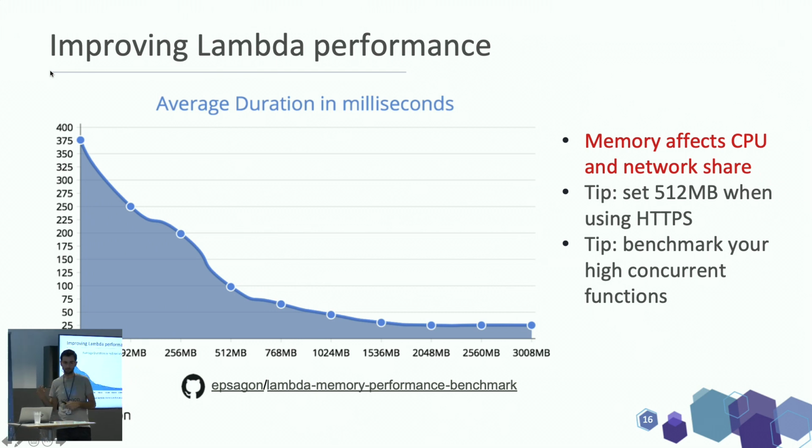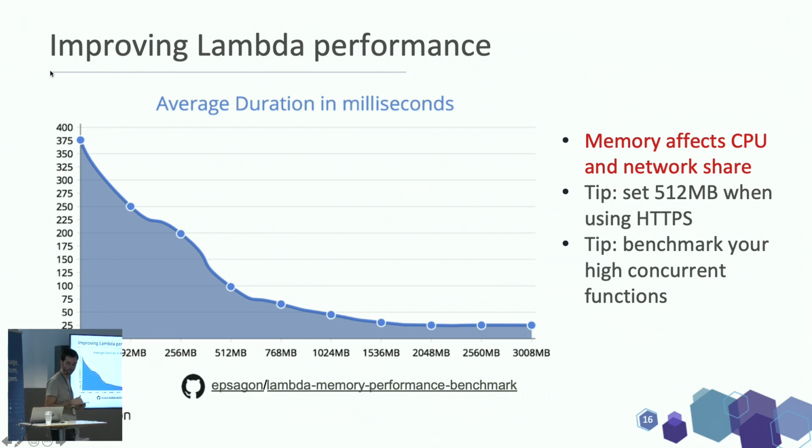As a quick suggestion, if you're using HTTPS calls, which consume a lot of TCP handshakes and SSL certifications, try to set the memory to at least 512 megabytes. It improves dramatically most of the functions today.